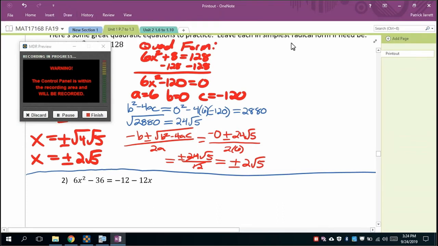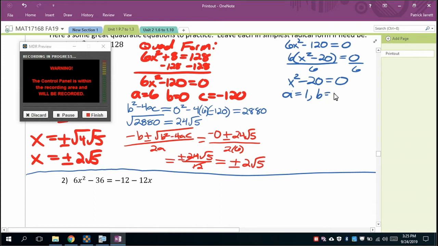Now, the third way you could actually do this, if we go back to doing 6x squared minus 120 equal to 0, we could actually factor a 6 out, giving us x squared minus 20 equal to 0. And if we divide out by the 6 right now, you'll just have x squared minus 20 equal to 0. So A will be 1, B will be 0, and C will be negative 20. So in figuring out the discriminant, 0 squared minus 4 times 1 times negative 20, that's going to give us 80. And the square root of 80 is going to simplify to square root of 16 times the square root of 5, or more nicely, 4 root 5.